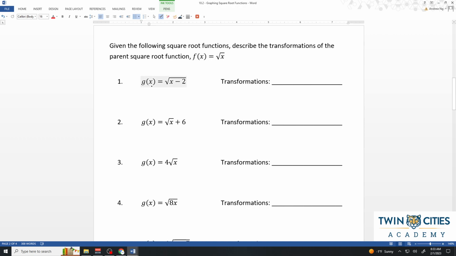The difference between number 1, g of x equals the square root of x minus 2, and the parent function is that I've got minus 2 on the x. And remember, the stuff on the inside happens the opposite of what I would think. So normally, if I see x minus 2, I would think go left 2. But the transformation that's happening here is I'm going to shift to the right 2.